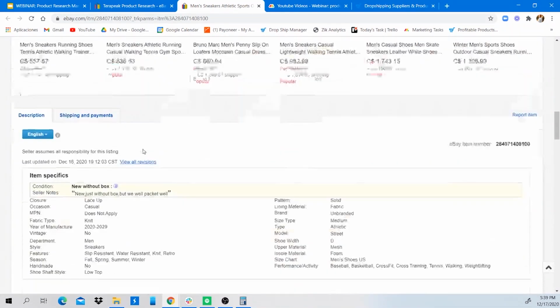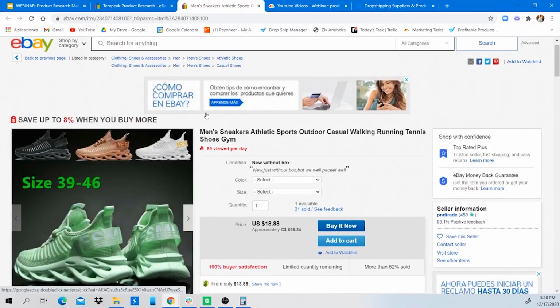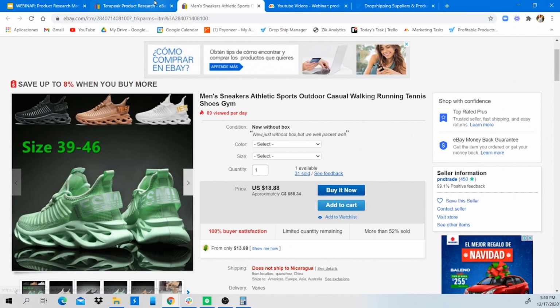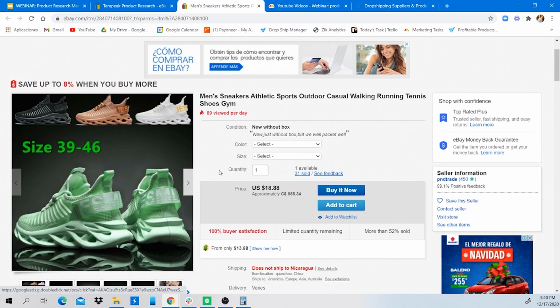So scroll down, let's check out shipping and payments, and okay, there you have it. Item's location is China, meaning that this person is doing the same thing as you are, right? 31 sales overall, of which 30 sales were made in the past 30 days. Very good. That means that there's not a high inventory rotation. You might find this product on AliExpress at a cheaper cost.